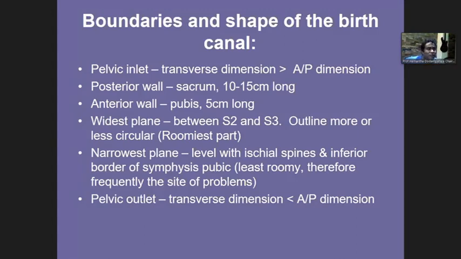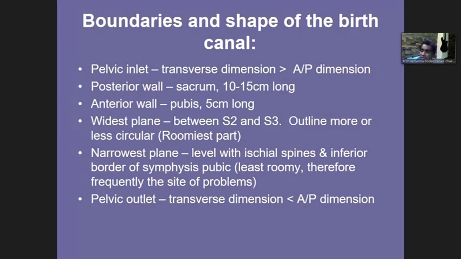I want you to go through all these: posterior wall sacrum and its length, anterior wall pubic ramus. The widest plane is between S2 and S3, and that forms the mid cavity. The narrowest plane is at the level of the ischial spine and inferior border of the pubic ramus. It is the least roomy, therefore frequently a site for problems.